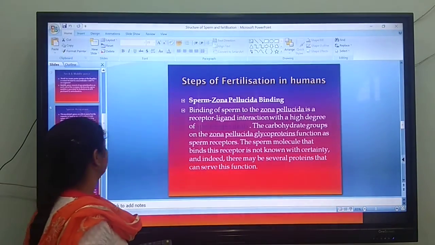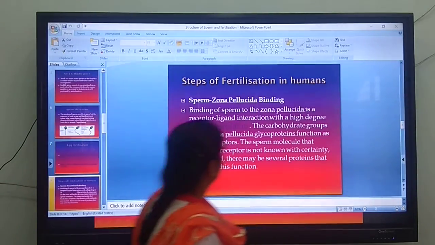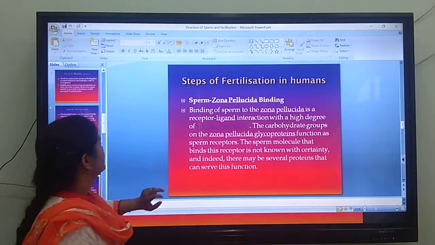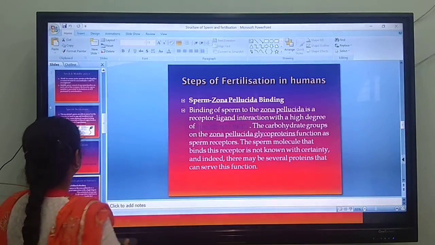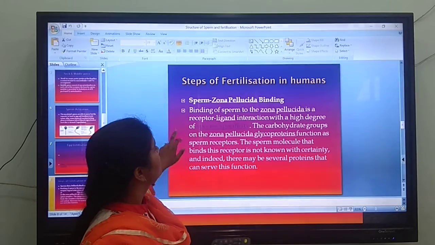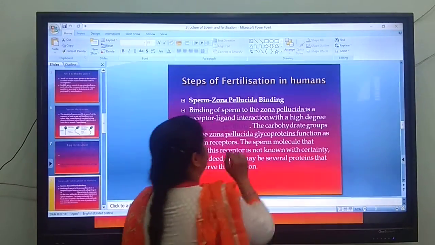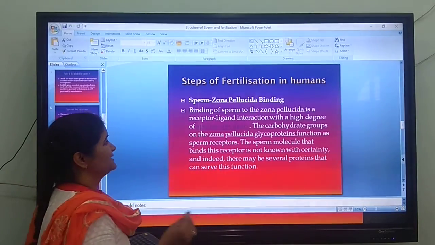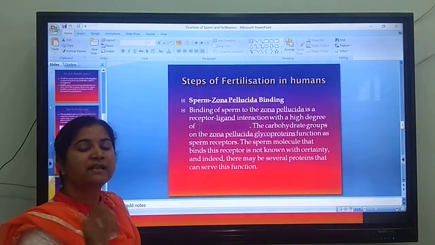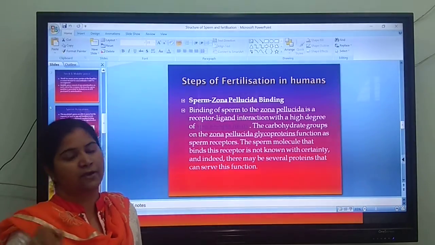So, steps of fertilization. Sperm and zona pellucida binding. This is the first step of fertilization. Binding of sperm to the zona pellucida is a receptor-ligand interaction with a high degree of species specificity, means every particular species sperm can only bind to its own species egg.